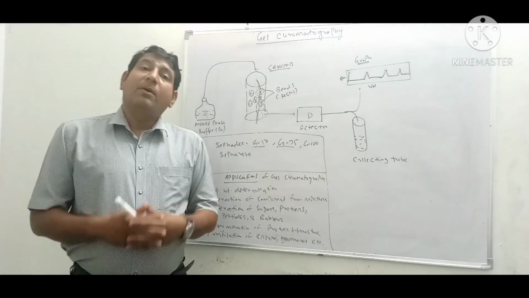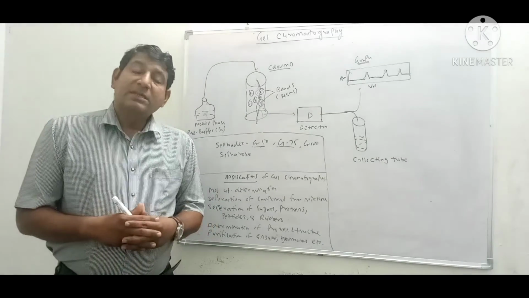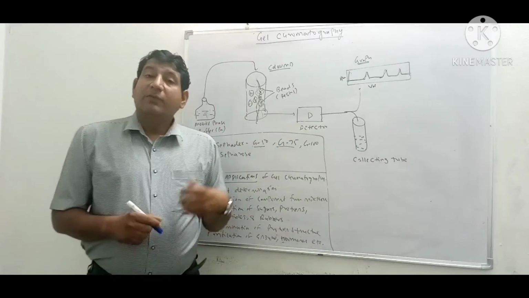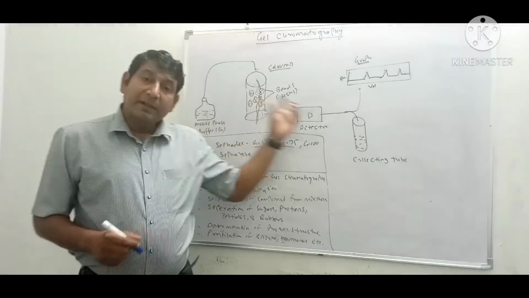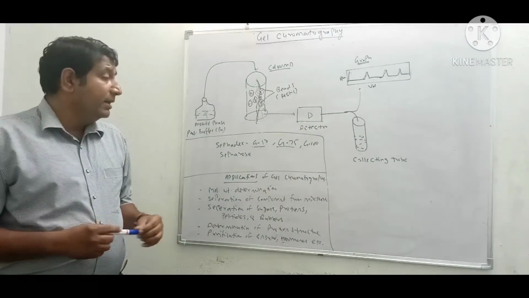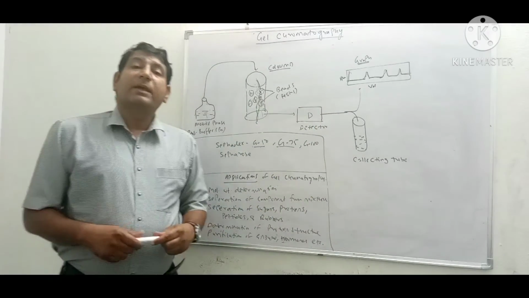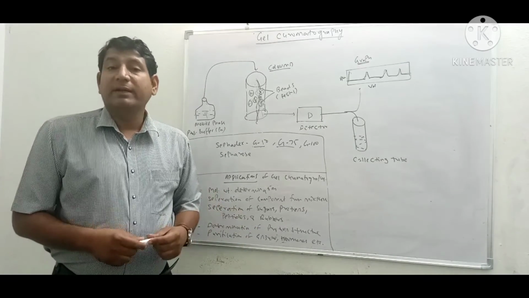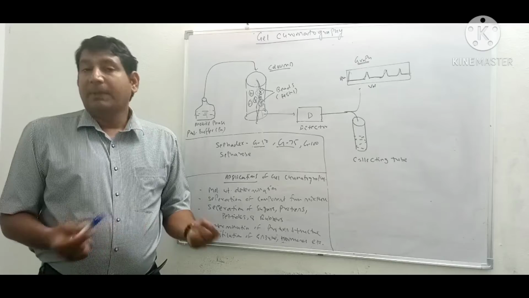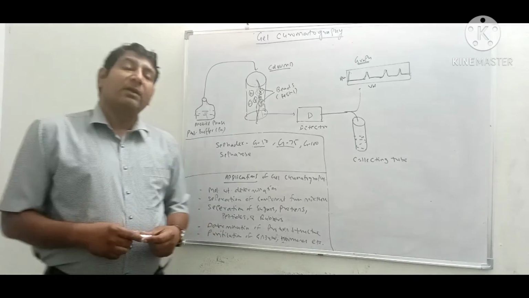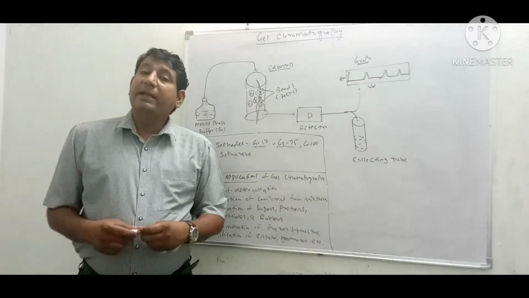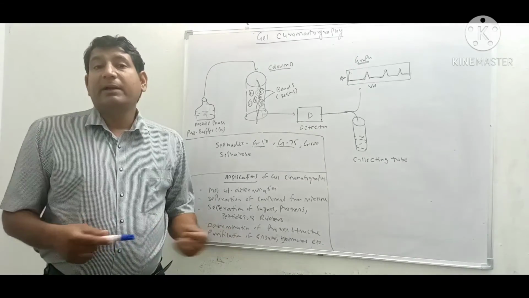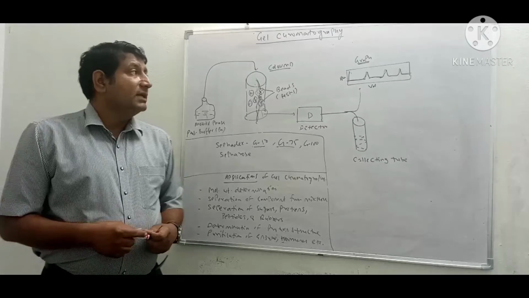We have studied the introduction, principle and instrumentation in part 1. In part 2 we have studied the functioning and working of the gel chromatography instrument, and also the applications of gel chromatography. We have also studied that gel chromatography is divided into two parts: gel permeation and gel filtration chromatography. And finally we have studied that it finds its application in the field of biochemistry, biotechnology and pharmaceutical sciences.